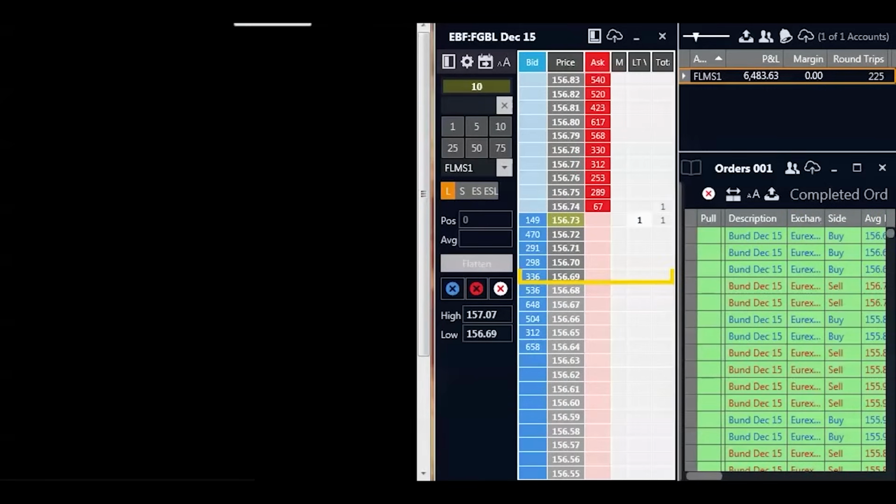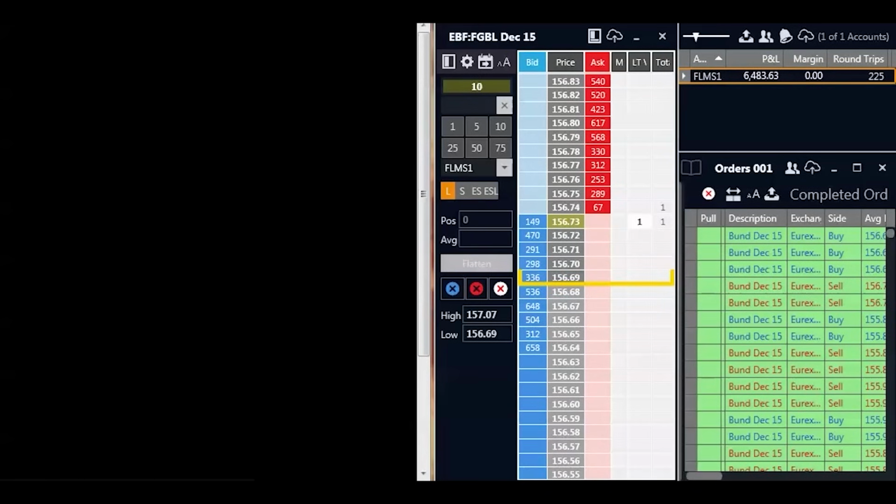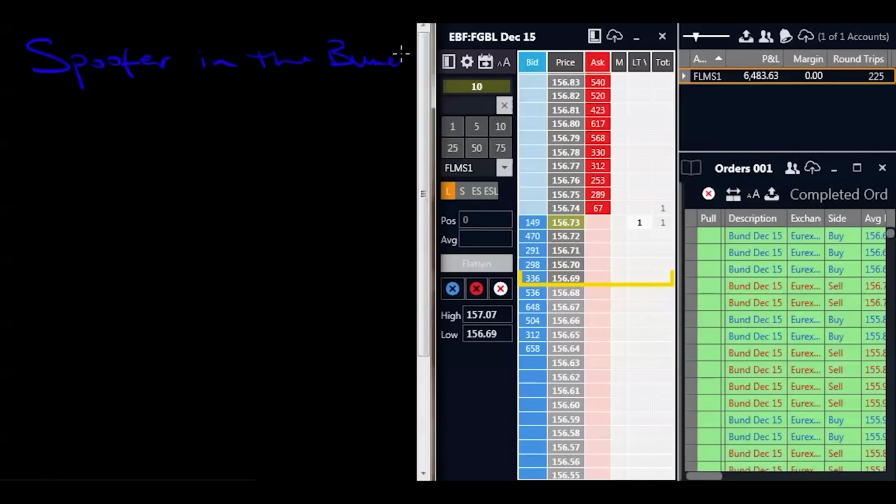Okay, hello and welcome to this price ladder video where we're going to be going through a specific little setup on how algorithms maneuver on the order book. We're still on module 5 of the price ladder course. What we're going to be looking at is specifically a spoofer. So we're looking at a spoofer in the Bund futures.